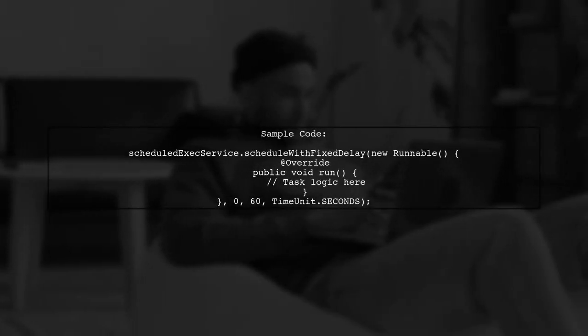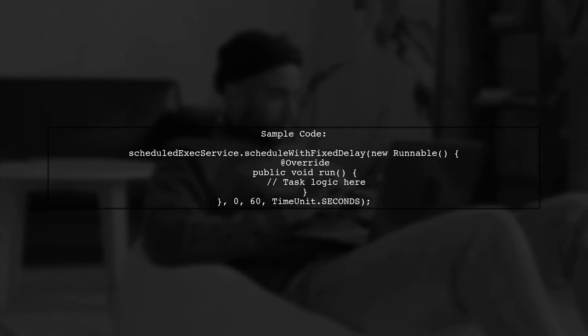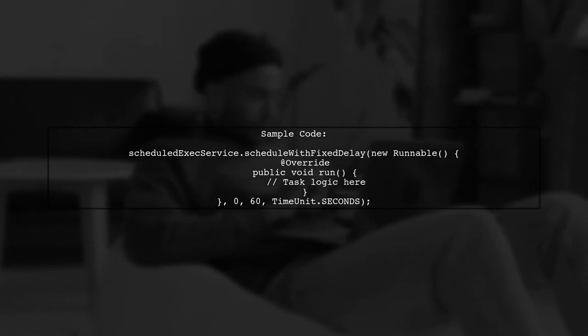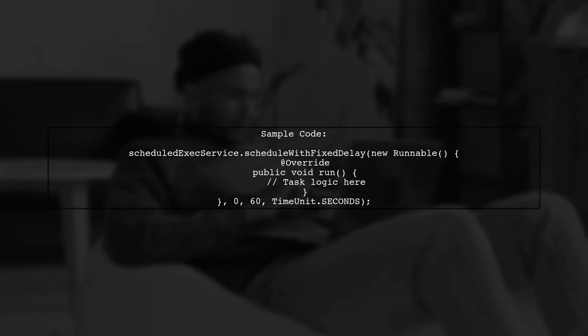Here's a sample code snippet. It sets up a scheduled executor service to run a task every 60 seconds, while each task runs in its own thread.